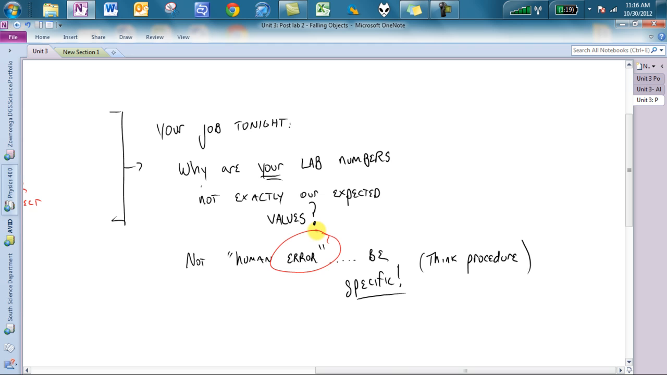However, a lot of those mistakes are based upon your procedure and how the equipment works. So you were dropping these picket fences through these things, and I want you to figure out why some of your numbers were 9.6. How would that happen? Why would you get a number that would be less than what you expected it to be? Why would you get a number that would be more? What do you think happened there? I want you to think about that. I want you to come up with different reasons why from your lab.